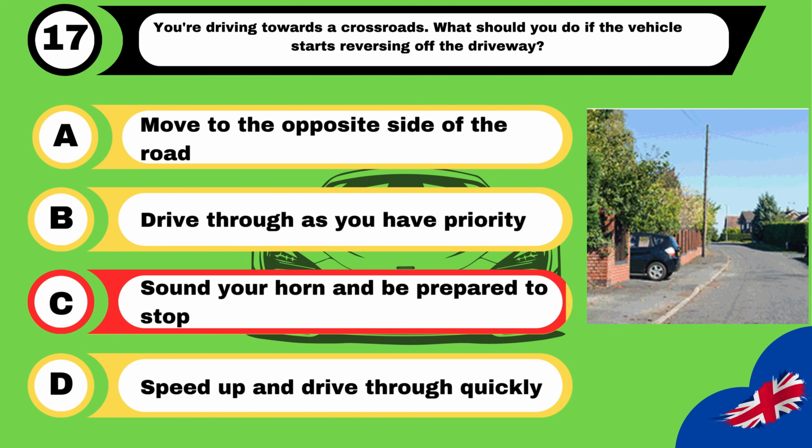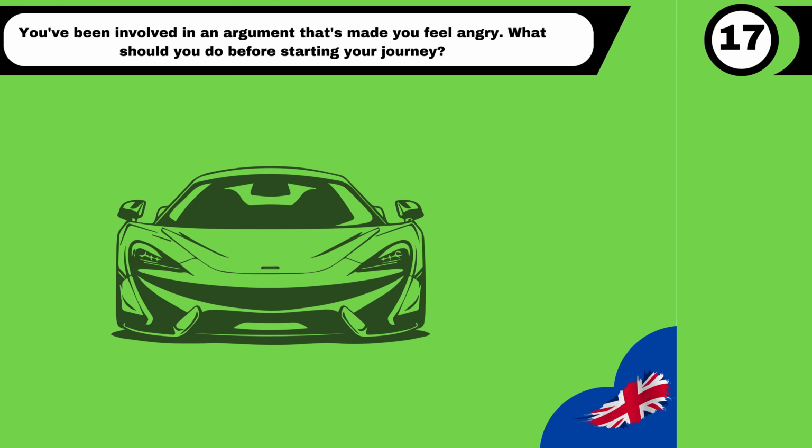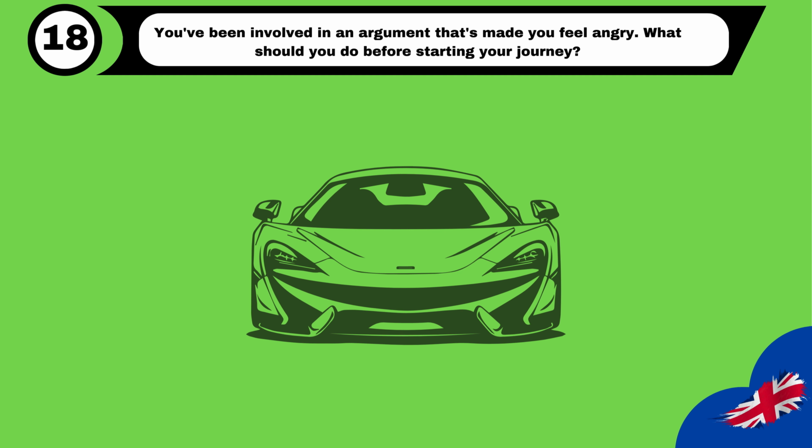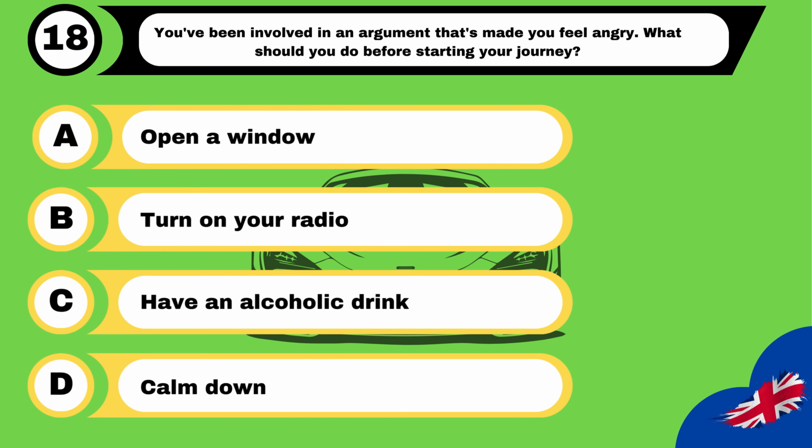The answer is C. Sound your horn and be prepared to stop. Question 18. You've been involved in an argument that's made you feel angry. What should you do before starting your journey? A. Open a window. B. Turn on your radio. C. Have an alcoholic drink. D. Calm down.